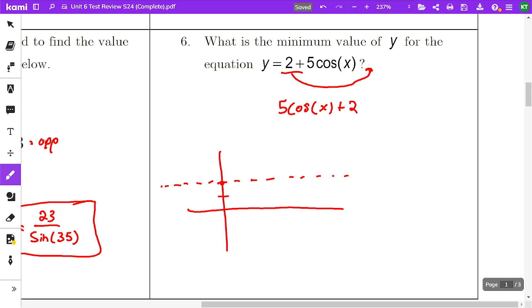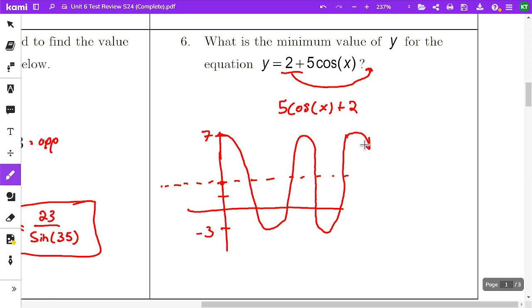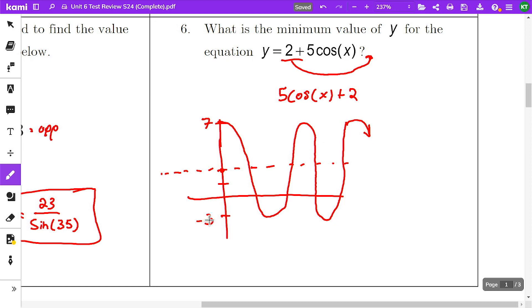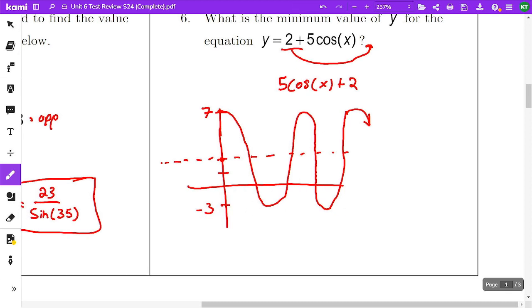And then my amplitude tells me that we are 5 above that. So 5 above 2 is going to be at 7. So let's say that's up here at 7. And then my lowest value would be 5 below my midline, which 2 minus 5 would give me a negative 3. So my cosine, because cosine starts at the highest value, would look something like this. And this question again is just asking us for our minimum value of y. So I'm looking for my lowest value. And as we said earlier, our lowest value we can hit is going to be negative 3. So y would be equal to negative 3 as my lowest value possible here.